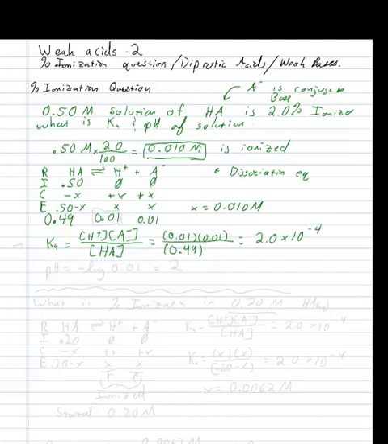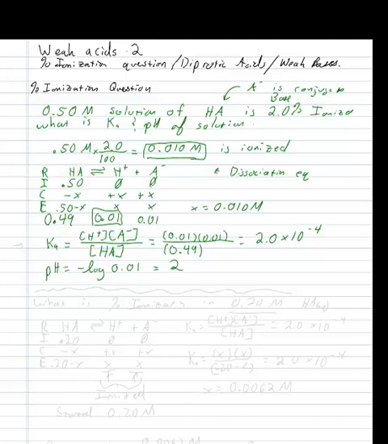If we want to calculate the pH, all we have to do is know our hydrogen ion concentration at equilibrium, which is up here, and that is equal to the negative log of 0.01. We get a fairly easy answer here: the pH is 2.